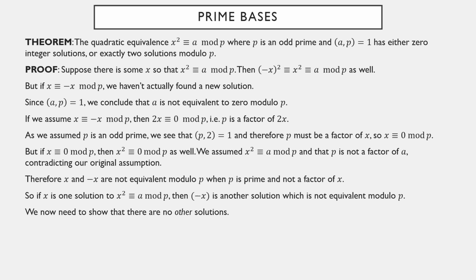So having established that whenever there are any solutions, there are at least 2 solutions, what we need to do next is show that there can't be any more, because the claim of this theorem is that if there aren't 0 solutions, there are exactly 2. We now know if there are not 0, there are at least 2. We just need to show these are the only ones. Since x squared was assumed to be equivalent to a modulo p, then p is a factor of x squared minus a. This just comes from the definition of modular equivalence.